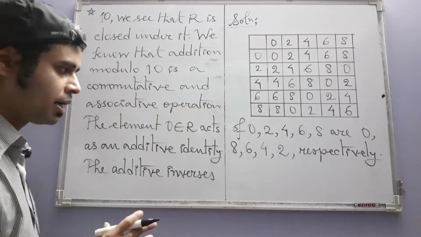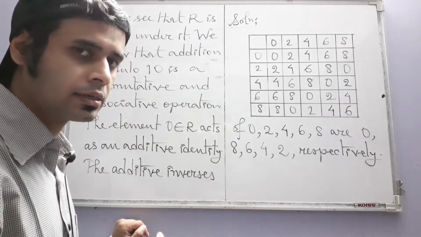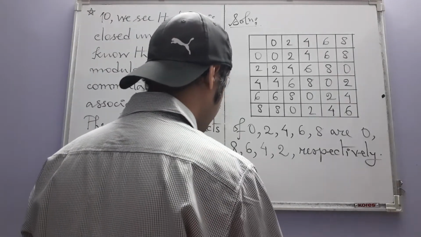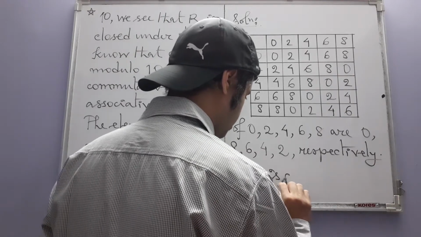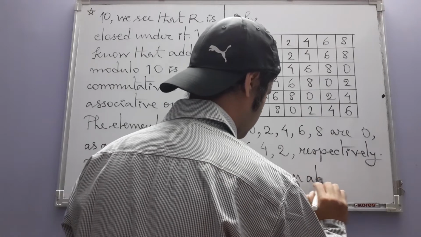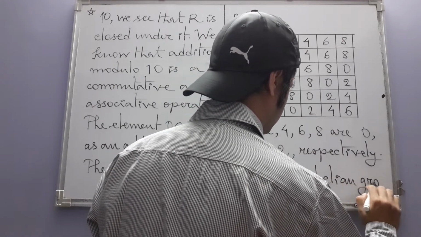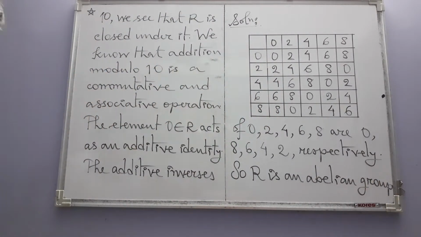So what we have managed to show is that R is an abelian group under addition modulo 10. Let's mention that. R is an abelian group.